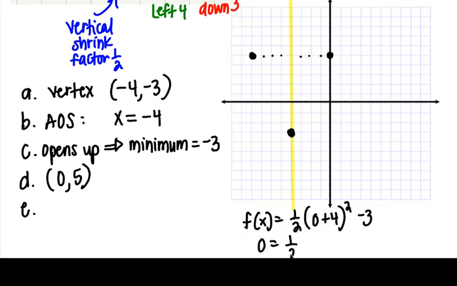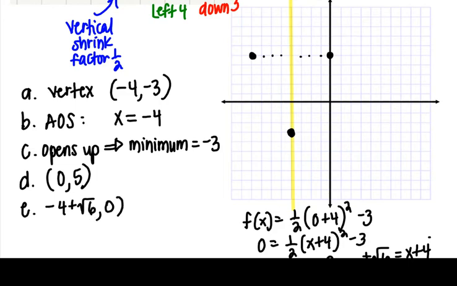The x-intercept is the value of x when y is 0. So 0 equals 1/2 (x plus 4) quantity squared minus 3. We'll add 3 and then multiply by 2. So we get 6 equals (x plus 4) quantity squared. If we square root both sides, we get plus or minus the square root of 6 equals x plus 4. So x equals -4 plus or minus the square root of 6. So we have (-4 plus the square root of 6, 0) and (-4 minus the square root of 6, 0).